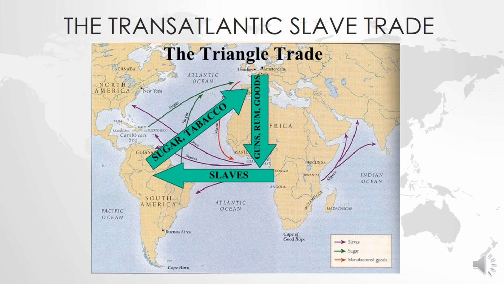My arrows are slightly off over here. The transatlantic slave trade involved taking slaves from West Africa, and slavery had already begun in West Africa before the Americans started deciding to ship in some slaves. So the slaves would travel from West Africa across the Atlantic Ocean up to North America.